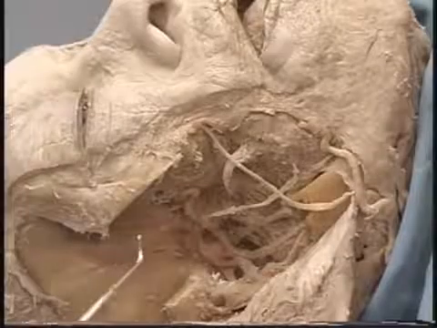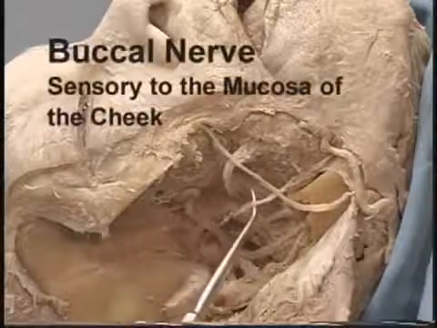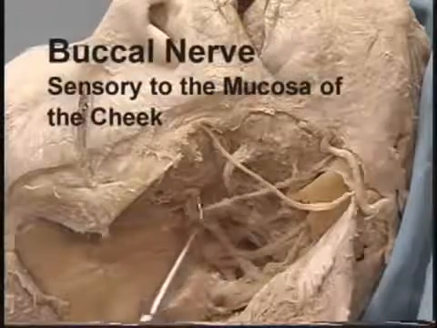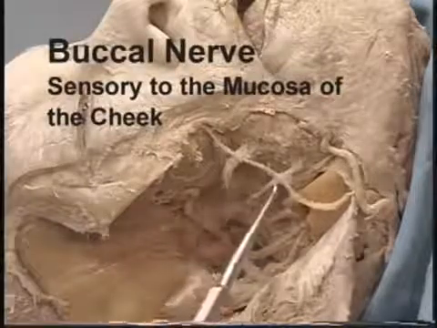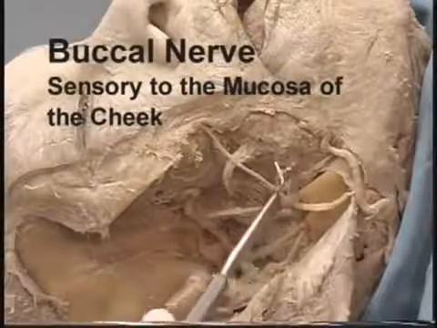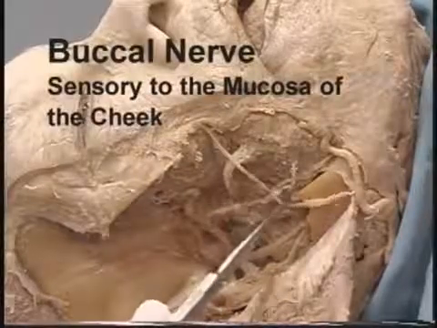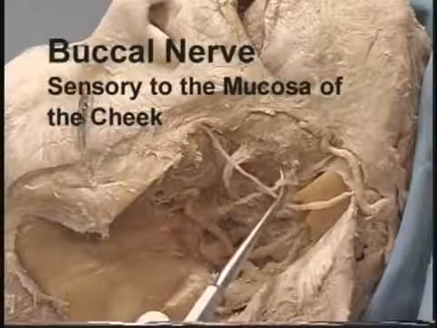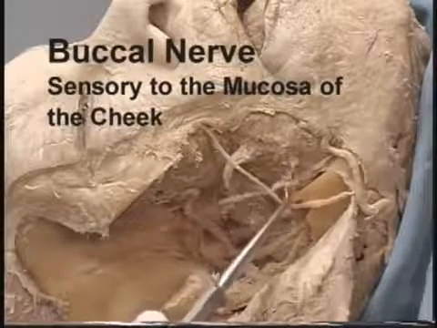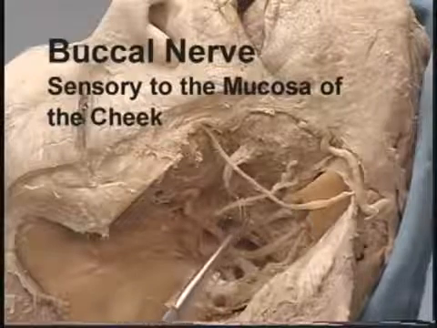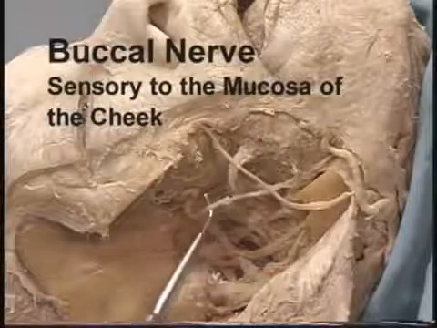Answer number 3. I'm pointing to the buccal branch of the trigeminal nerve. You can trace it where it is piercing the buccinator muscle. That's your landmark which you use to identify the buccal nerve. And the second part of the question is distribution.